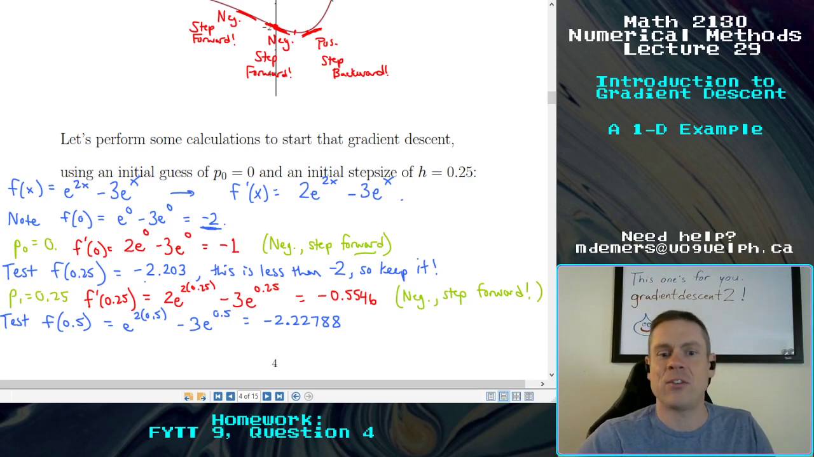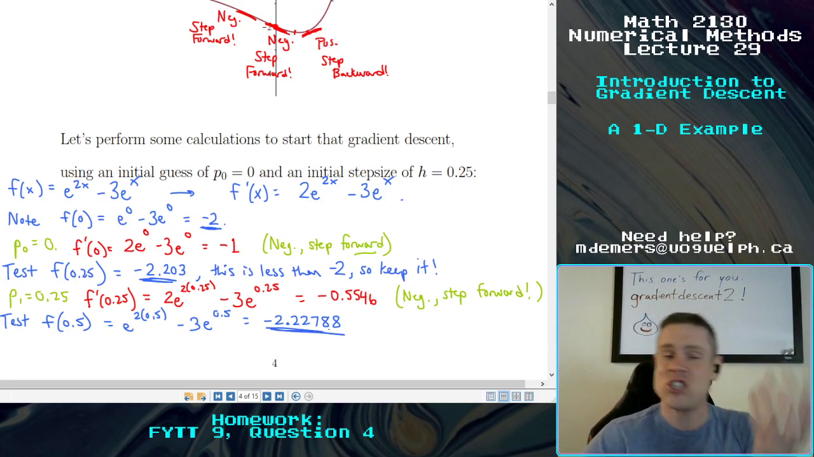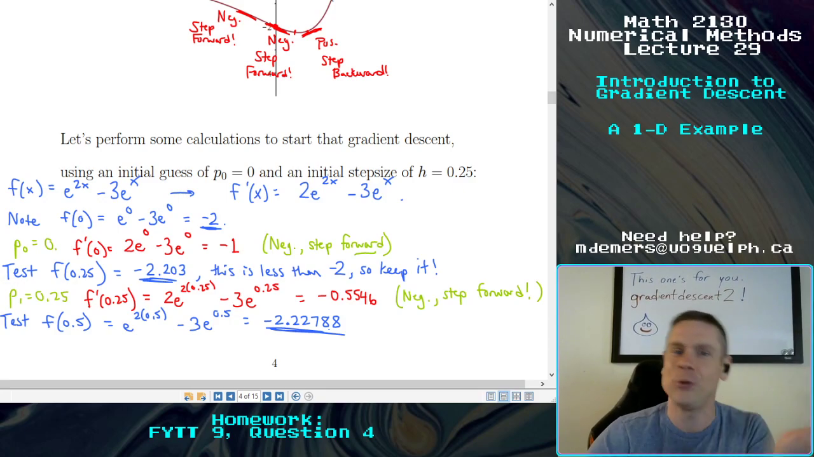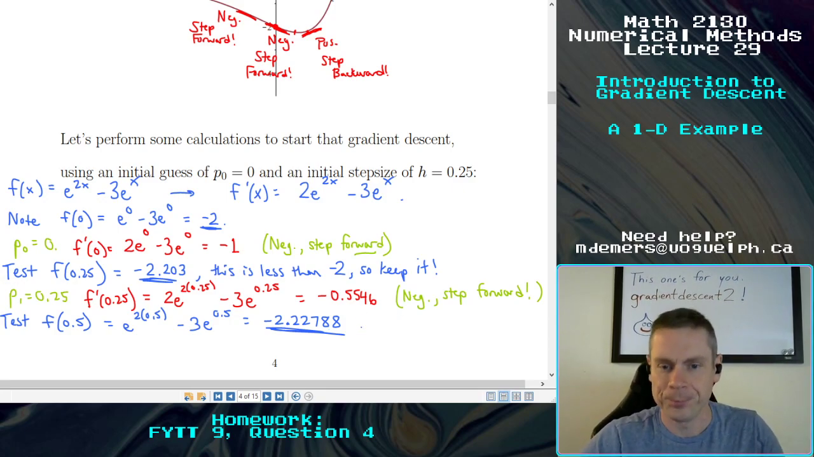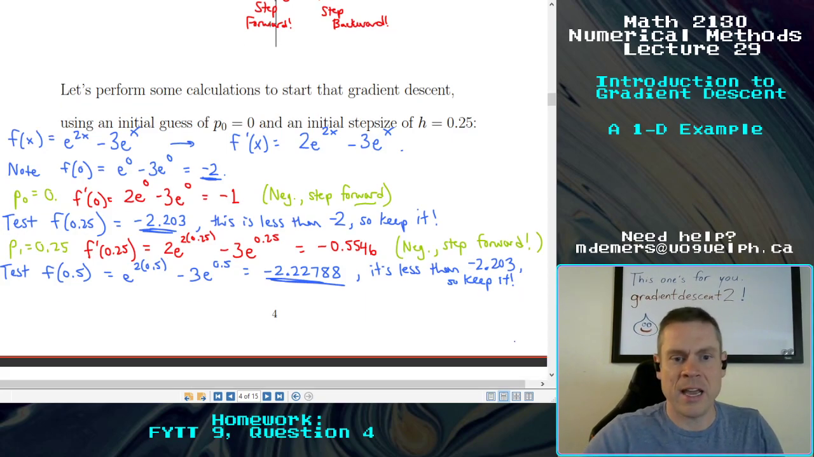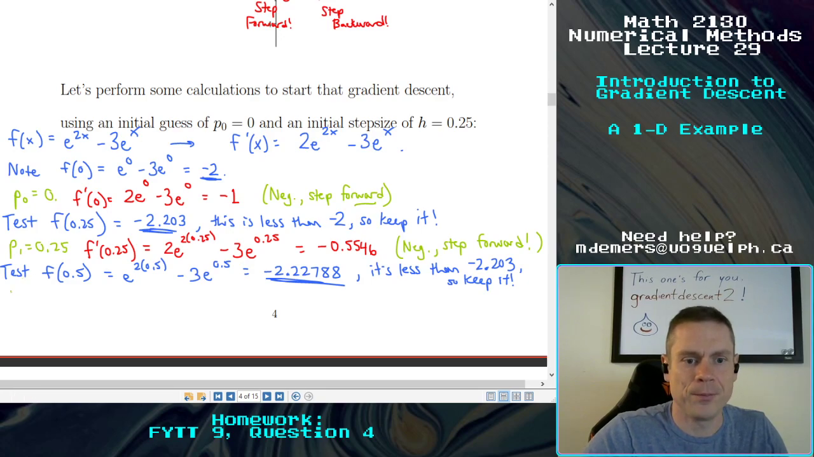Notice, my first function evaluated to minus 2. Then the next estimate had the function being minus 2.203. The next one's even less than that. So we're getting less and less and less. It's changing less and less because we're getting closer and closer to the true value. It's less than minus 2.203, so keep it. That means our p2 is going to be 0.5.